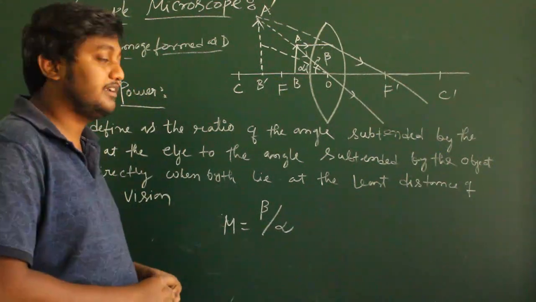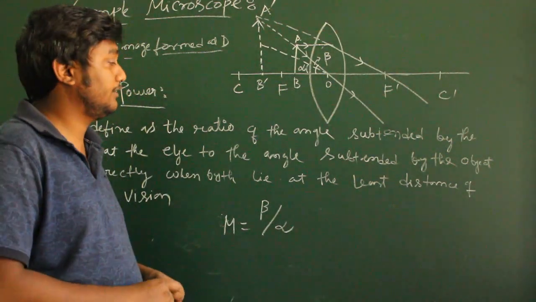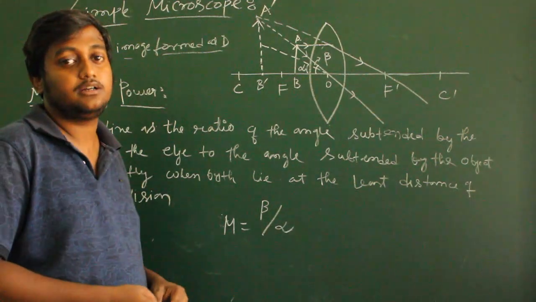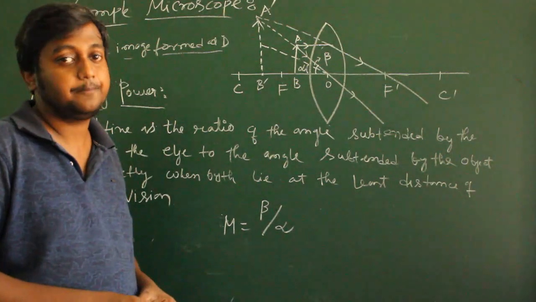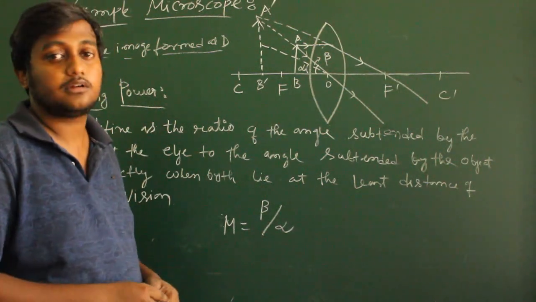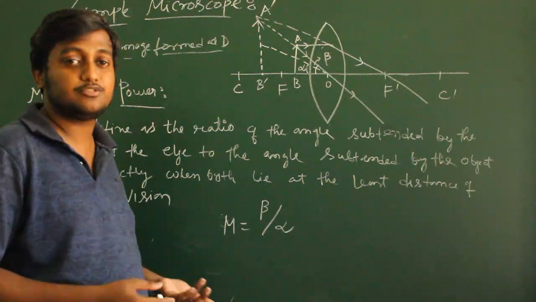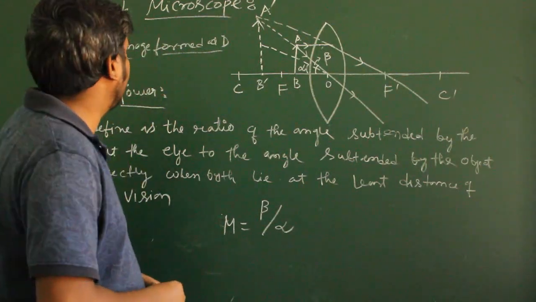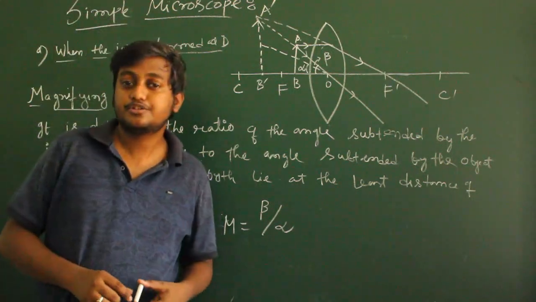So in my last lecture I explained about the scattering of light, how light scatters, why light scatters, and Newton's law of scattering. So, why the color of the sky is blue. Okay, so from today's class I am going to start the optical instruments.